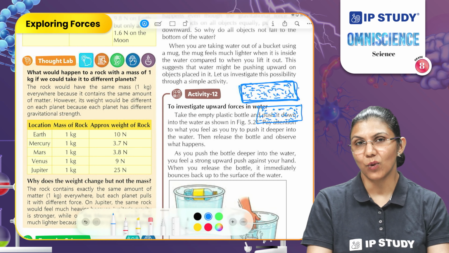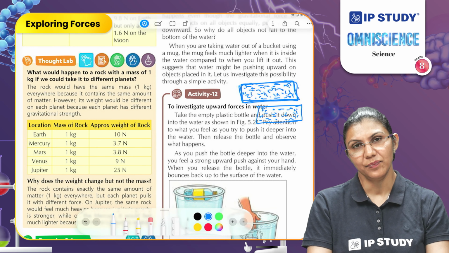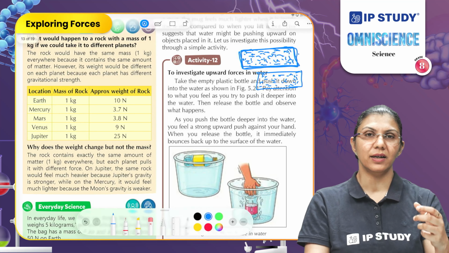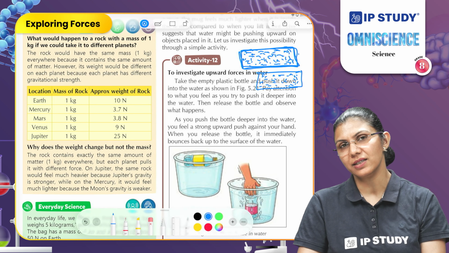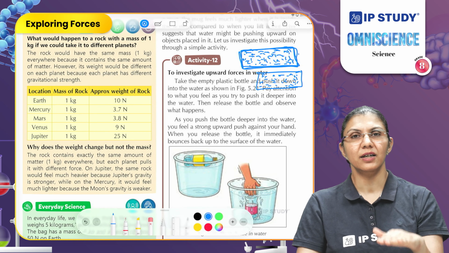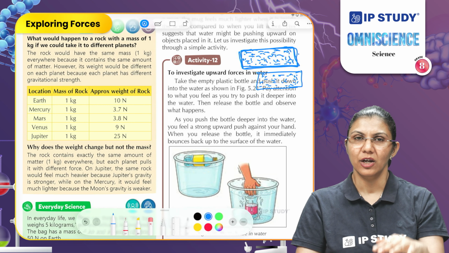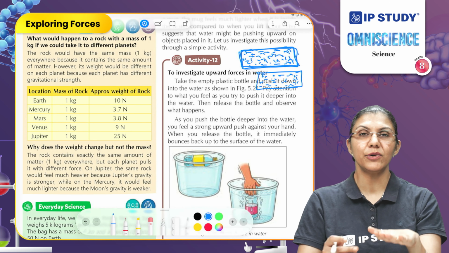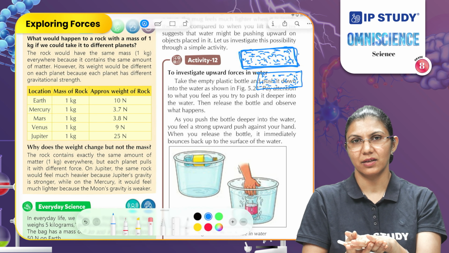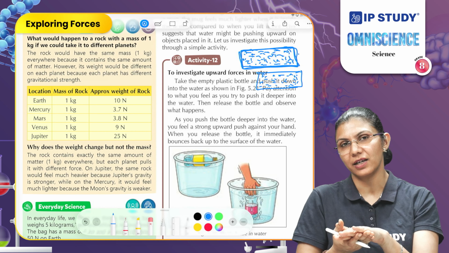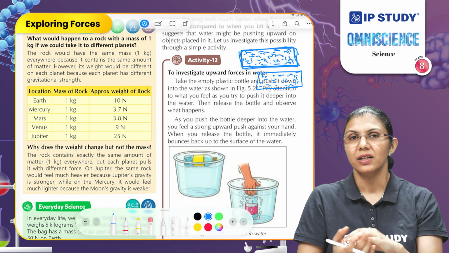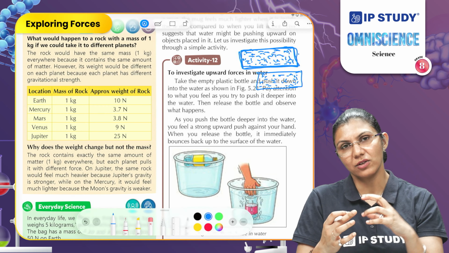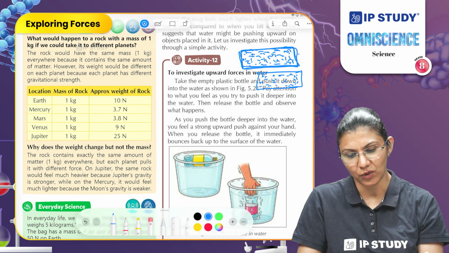This floating and sinking can also be understood using one experiment. When you take a bottle and try to push it in the water filled in a bucket, you experience some force on your hand. That force is due to the water particles. There is a force applied by the water particles which is always in the upward direction. This is called upthrust or buoyant force. It is also called buoyancy.